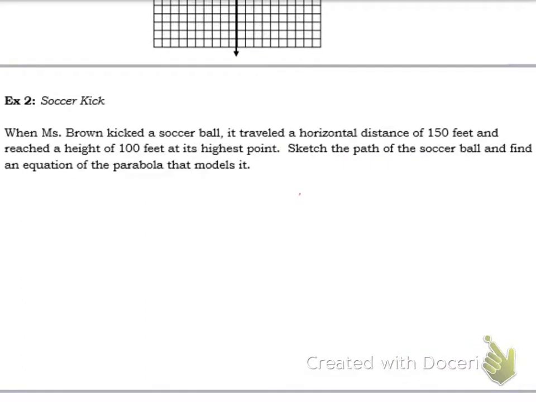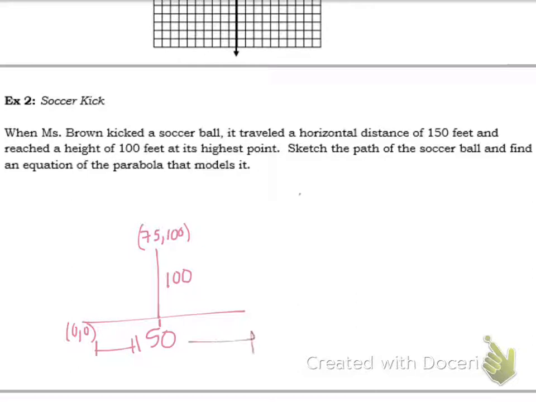Okay, my next one. When Ms. Brown kicked a soccer ball, it traveled a horizontal distance of 150, and it reached a height of 100 at its highest point. Sketch the path. All the way across is 150, but halfway is 75 and then 100 up. So we have our (0, 0), because 150 is the whole thing, but halfway is going to be 75. We're going to do the same thing, but I'm going to use the 75 and 100.